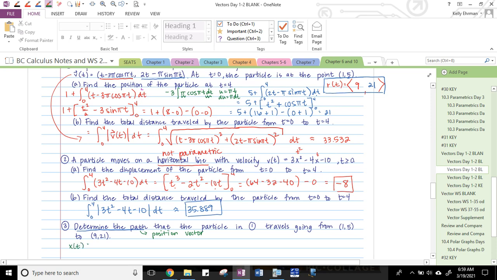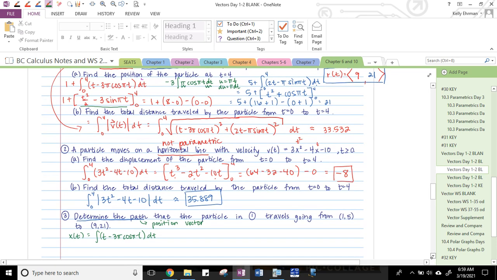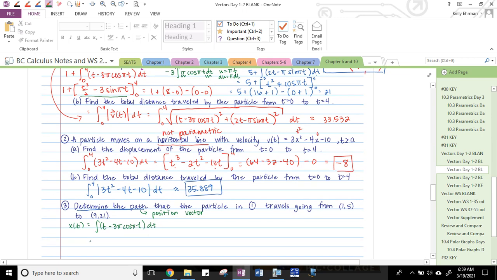x of t is equal to the integral. I'm not going to do a definite integral, but it's just the integral of t minus 3 pi cosine of pi t dt. And we already got, back in problem 1, part A, we already figured out that antiderivative. So I'm not going to go through the work of figuring that out again. I'm just going to write it down. So it was t squared over 2 minus 3 sine of pi t, and there'd be a plus c because this is an indefinite integral.